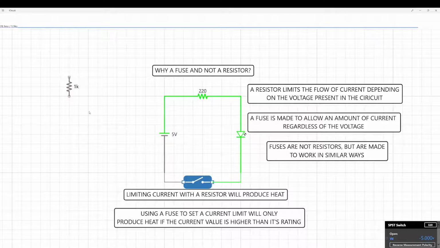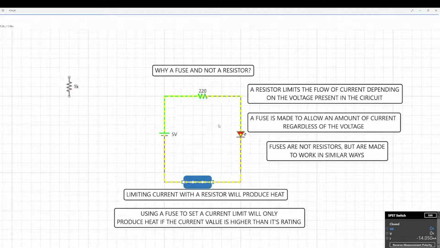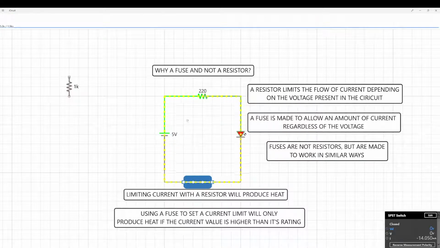A fuse is a tube or a component similar to an SMD resistor that has a thin piece of wire in there that has a resistance value. So again, very similar to a resistor. And when a certain amount of current flows through this thin piece of wire, it heats up the wire and the wire breaks. There are other mechanisms for fuses, but in a simple form, this is what we're discussing here. So it just completely opens the circuit. Then when the fuse is replaced, it closes the circuit. So that is why a fuse is not a resistor.